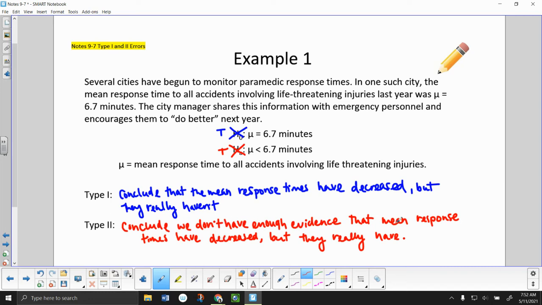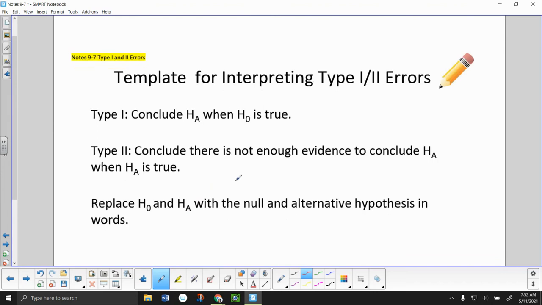Conclude that we don't have enough evidence that the mean response times have decreased, but they really have, meaning that the mean response times have actually decreased. So type 1 and type 2 errors should be complete opposite statements. All right, so I know it's kind of hard to write them out, especially when you're first getting used to them, and it's really easy to confuse them.